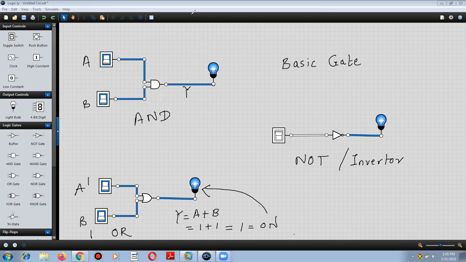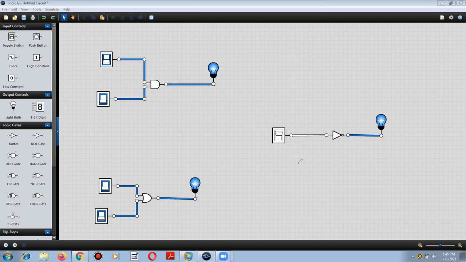Let us see the last one. Let me clear all drawing. Now this is a NOT gate. NOT gate is very simple. It has only one input A and one output Y. The equation for NOT gate is Y is equal to A complement, or inversion of A. That means if A is 0, Y is equal to 1. Second case: if A is equal to 1, Y should be equal to 0. Whatever input I am giving over here, the output will be the complement of the input.